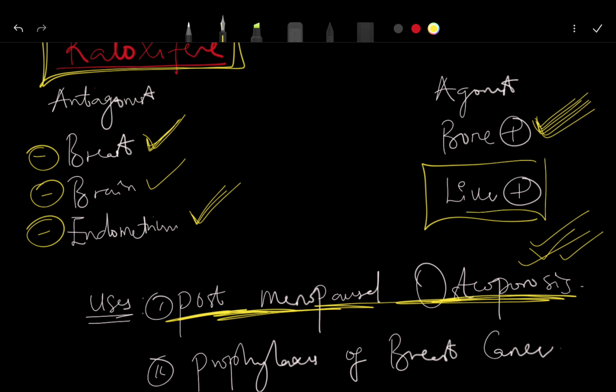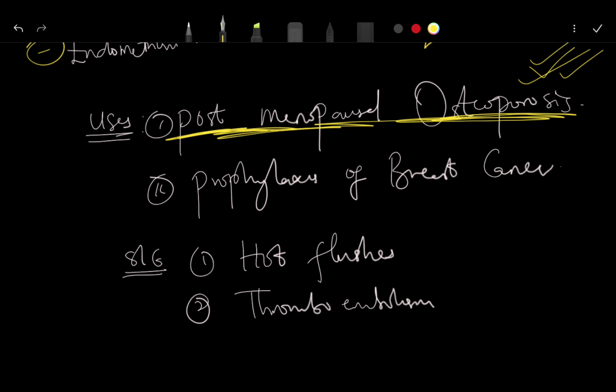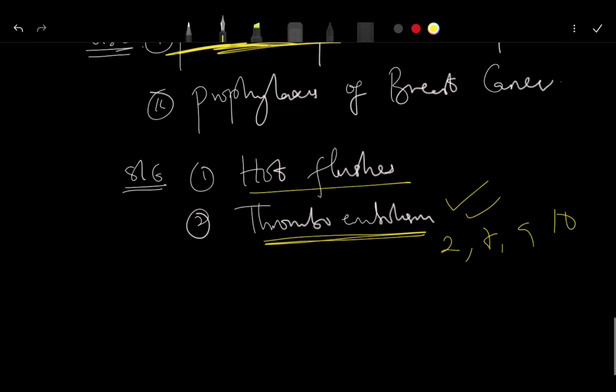Okay. Now, it also stimulates the liver. If you are acting as an agonist in the liver, it means there will be risk of thrombosis, because you will increase clotting factor synthesis. So that's what you are seeing here. Again, hot flushes, because I'm blocking the brain, and thromboembolism, because I'm stimulating the liver, which will lead to the production of clotting factors 2, 7, 9, and 10. Okay, so this is everything about the SERMs.